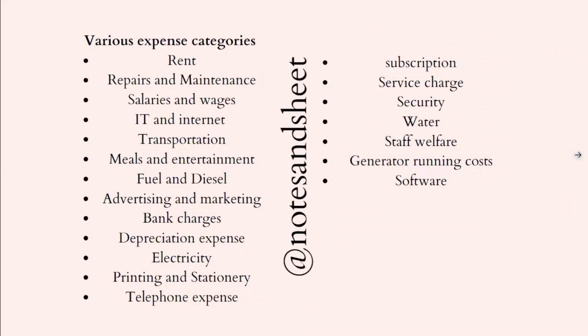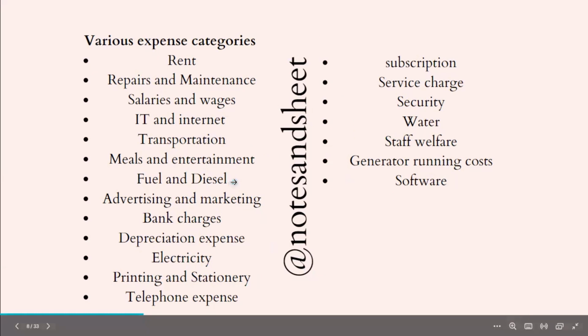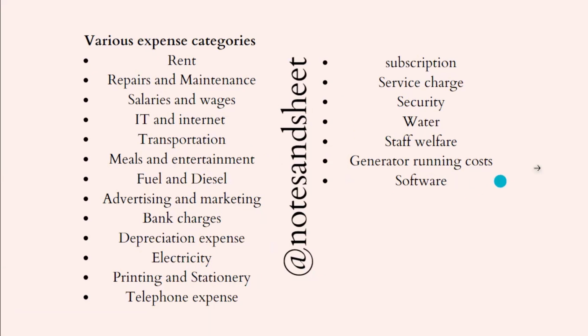Now, these are expense categories that you can use in your business. This is rent, repairs, and maintenance. So if you repaired gen, you repaired your AC, instead of you writing repairing of AC separate, repairing of gen, you can categorize everything under repairs and maintenance. So salaries and wages, IT and internet, transportation, meals and entertainment, oil and diesel, advertising and marketing, and so on and so forth.